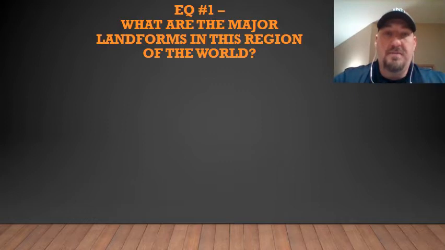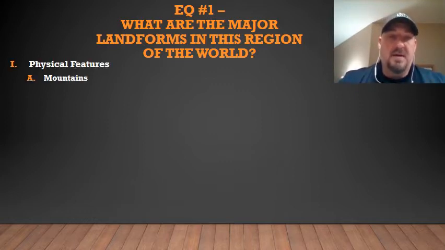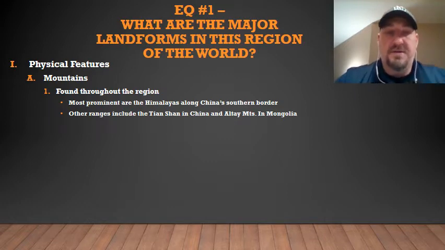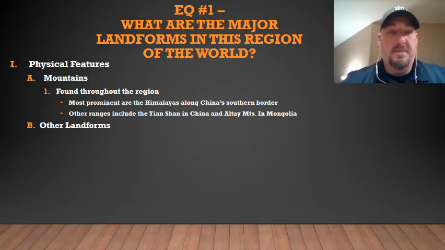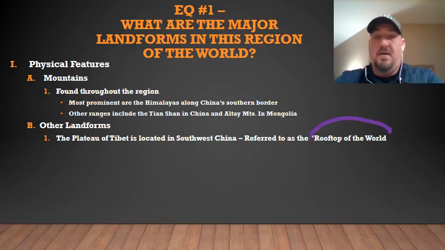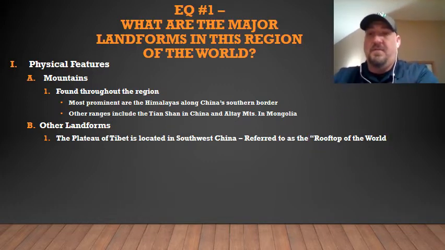Essential question 1. What are the major landforms in this region of the world? They include mountains, and they're found throughout the region. Most prominent are the Himalayas along China's southern border. Other ranges include the Tian Shan in China and the Altai Mountains in Mongolia. Other landforms include the Plateau of Tibet, which is located in southwest China and often referred to as the rooftop of the world.